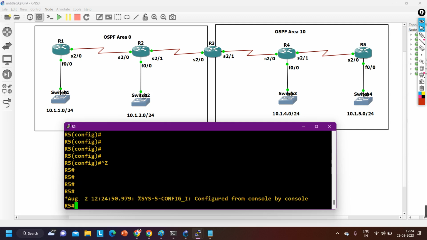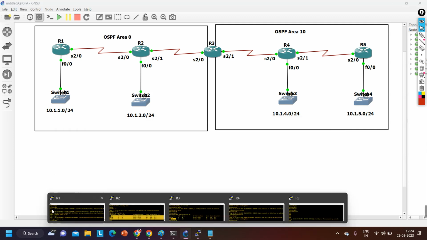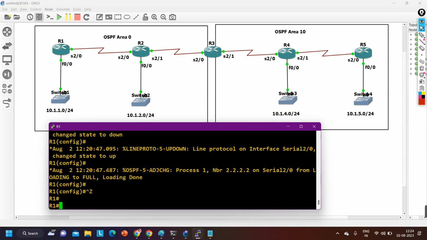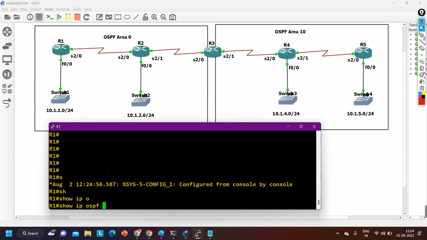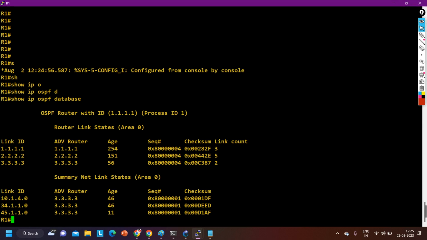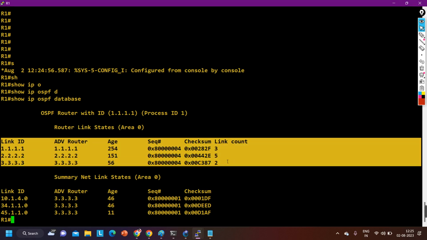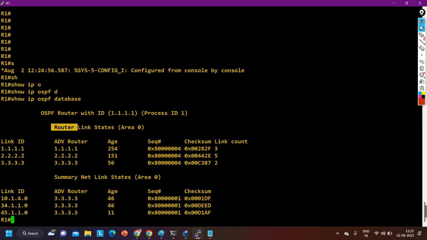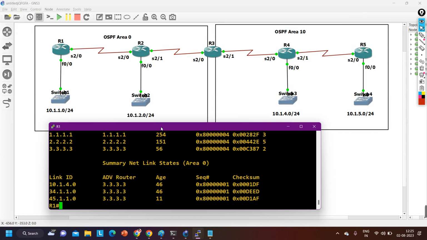Okay, so now on router number 1, guys, let me check the database. So IP OSPF database, and inside the database you can see there are some LSA1 router link state. This is router LSA. How many router LSA are there? 3. LSA1 of router 1, LSA1 of router 2, LSA1 of router 3, because there are only 3 routers in this area. Yes or no?